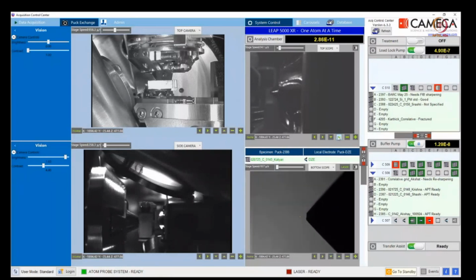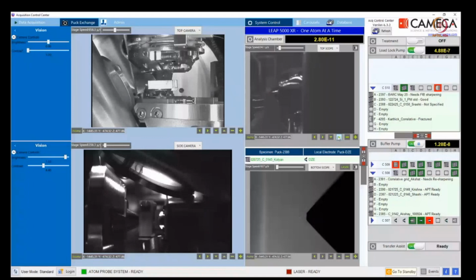Now I'll try to move this puck slightly upwards and then bring these sharpened lines right in front of the cone-shaped local electrode. You can see I'm doing that. What we are using right now are pre-sharpened silicon tips, which are usually used for alignment purposes. All the acquisitions we do today are on these pre-sharpened silicon tips.